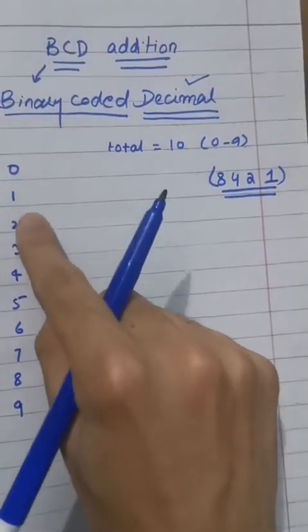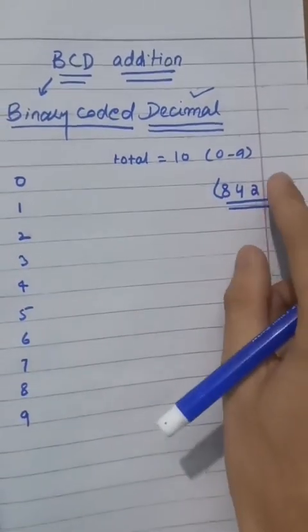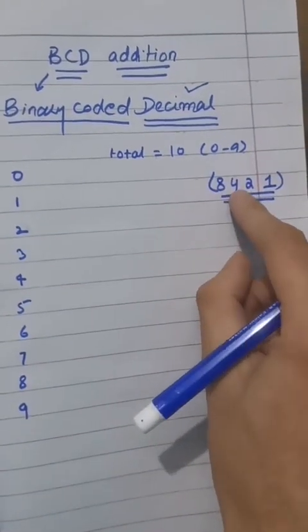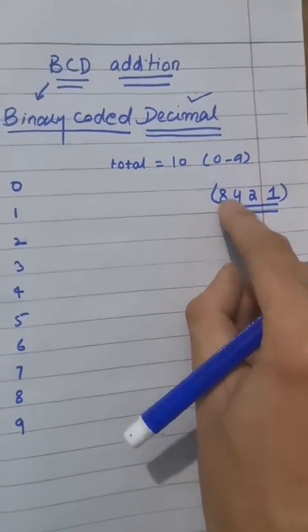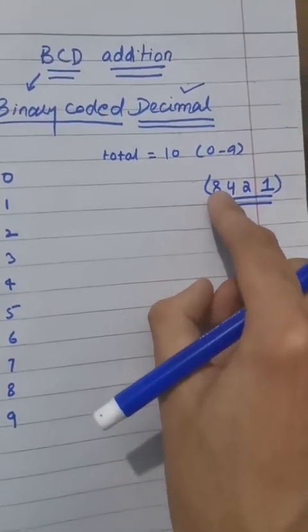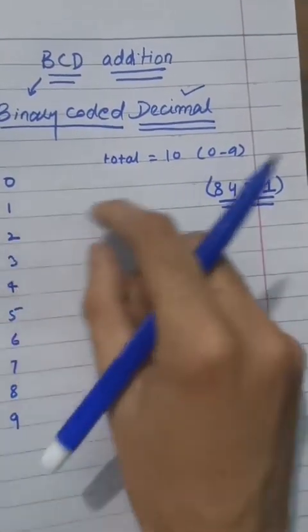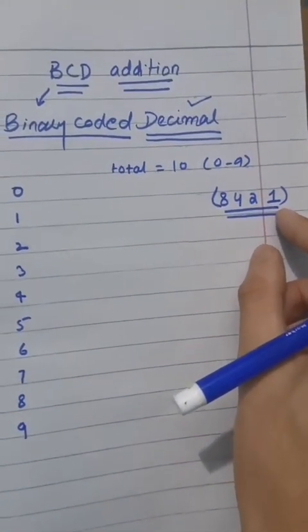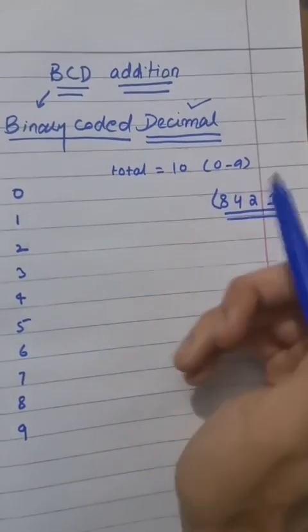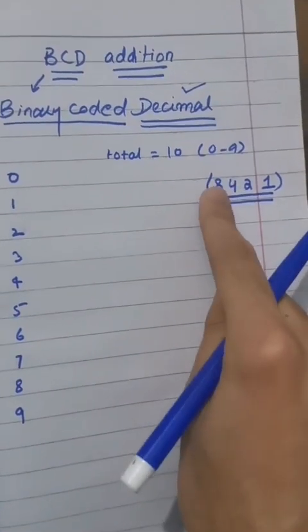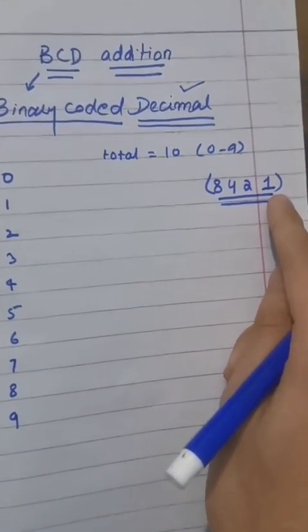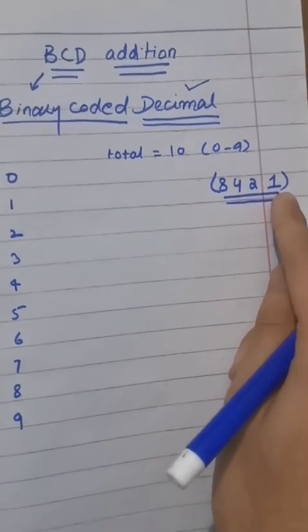Upon this code we do all kinds of binary things. For example, if I ask what the binary of 2 is, I'll just turn this bit on and turn off these bits, so it will become 0010. So I got to know that the binary of 2 is 0010. This is really simple. So we have 8421, also known as binary coded decimal.